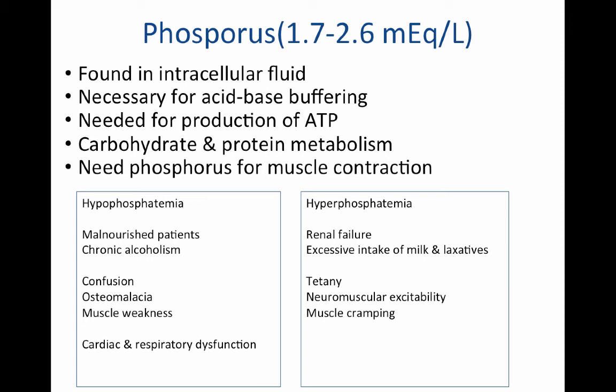Hypophosphatemia is seen in malnourished patients or patients who have malabsorption syndrome. You also see this in alcoholics and those that use large amounts of phosphate binding antacids, because if it's an antacid that binds phosphorus in the gut, it's going to be excreted through your GI system, so you wind up with hypophosphatemia.